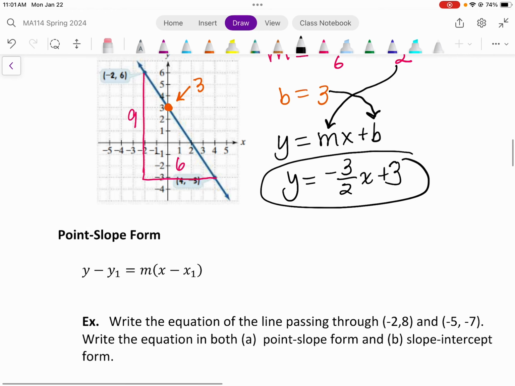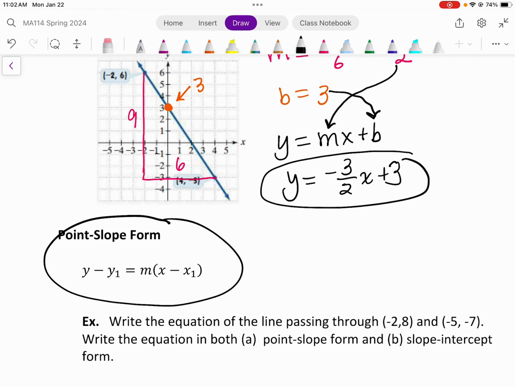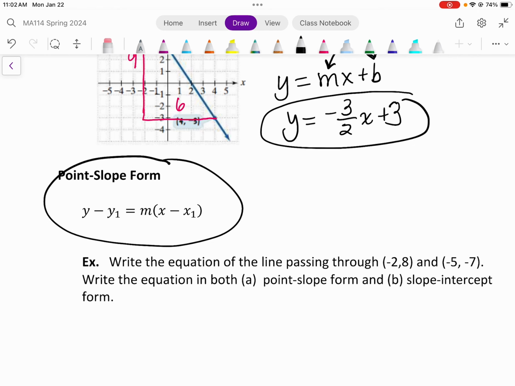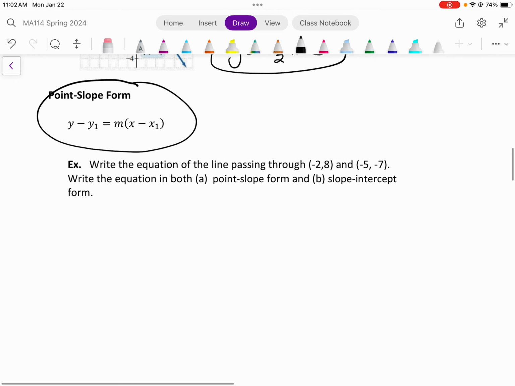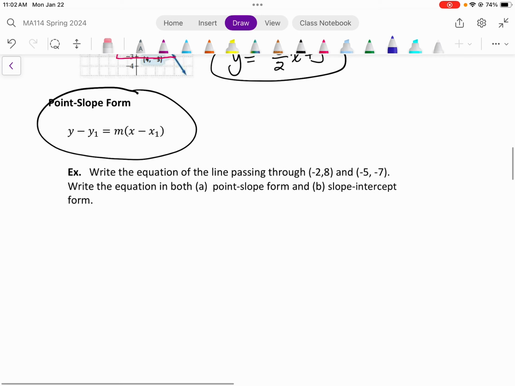We also have point slope form. It's handy when you're given 2 points. And this example here is going to illustrate how to use point slope. To find a point slope or slope-intercept form given two ordered pairs, you're going to have to find your slope first.